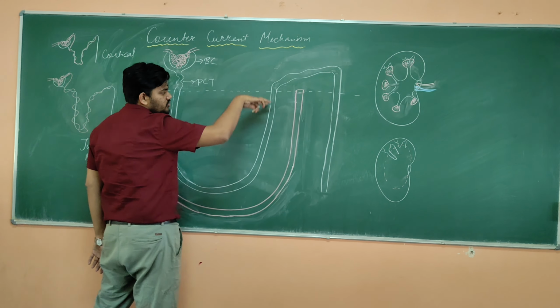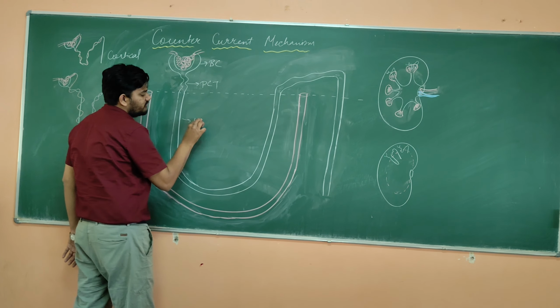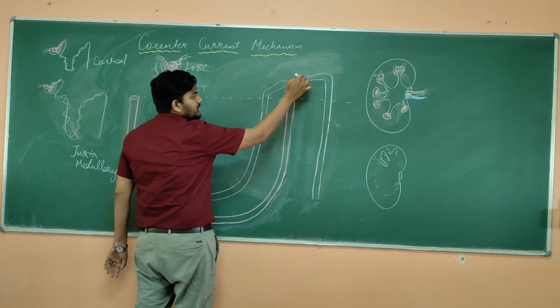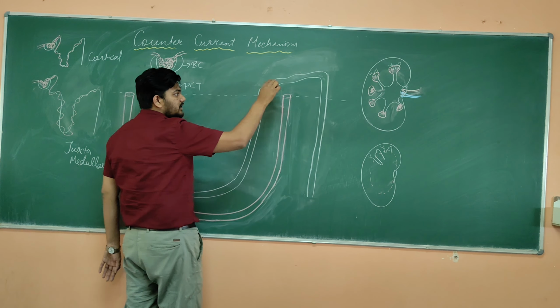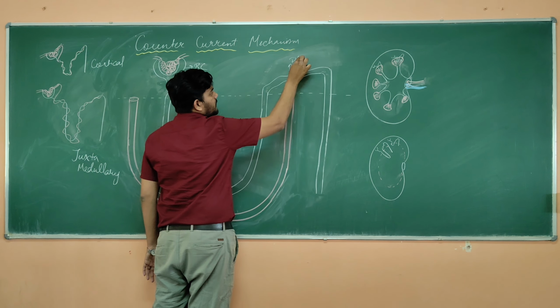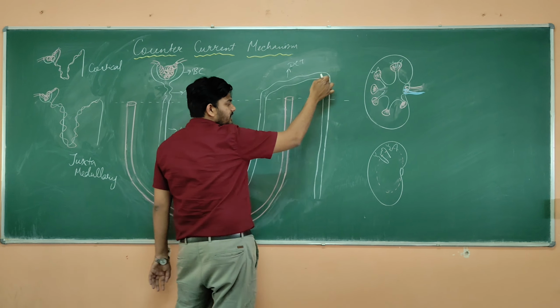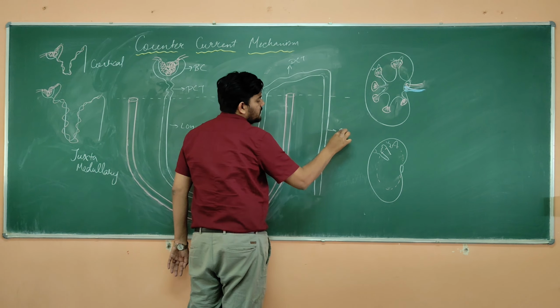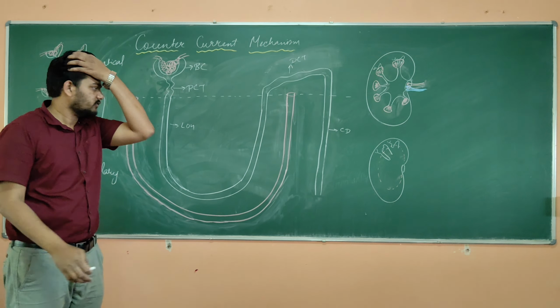Then you will see a big U-shaped structure, which is known as the loop of Henle. Then we have the later convoluted structure after the loop of Henle, the DCT, and then finally there is a collecting duct. So this is the basic structure of the nephron that all of us know.